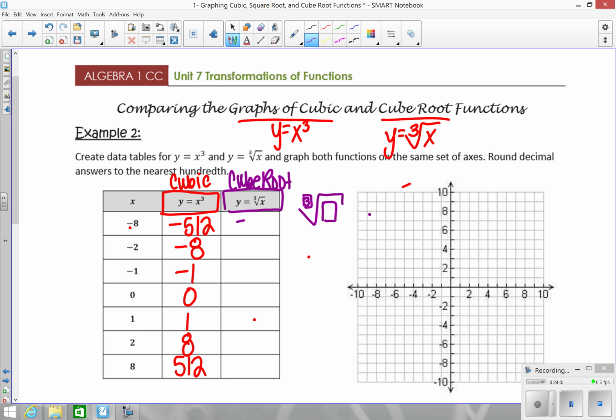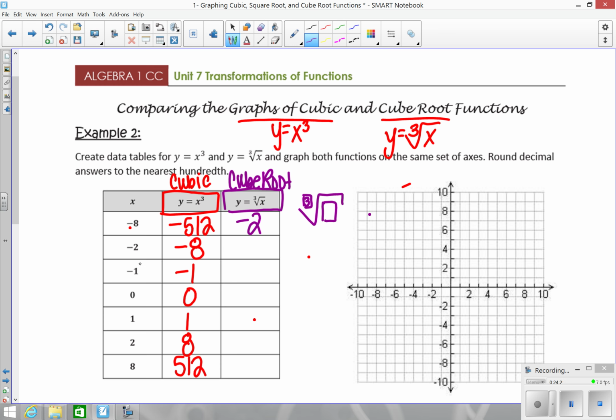It's going to end up being -2, because it's asking you, what do you have to multiply by itself 3 times to get -8? Well, the answer is -2, which is why, if you raise -2 to the third power, you get -8. So they undo each other.